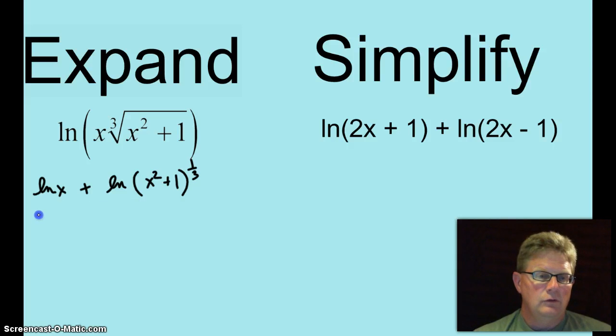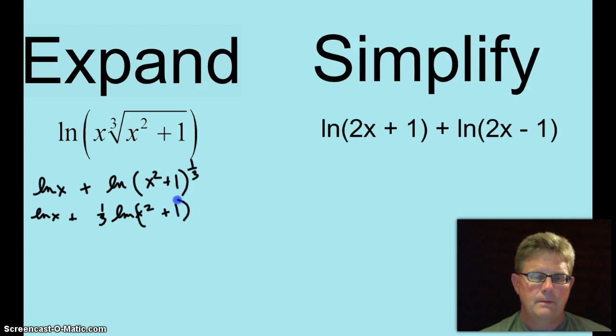And that means that we can once again expand a little bit more. Ln of x plus, bring that exponent down, 1/3 the ln of x squared plus 1. And we can't mess with these in here because this is a sum and not a multiplication. So ln of x plus 1/3 of ln of the quantity x squared plus 1.